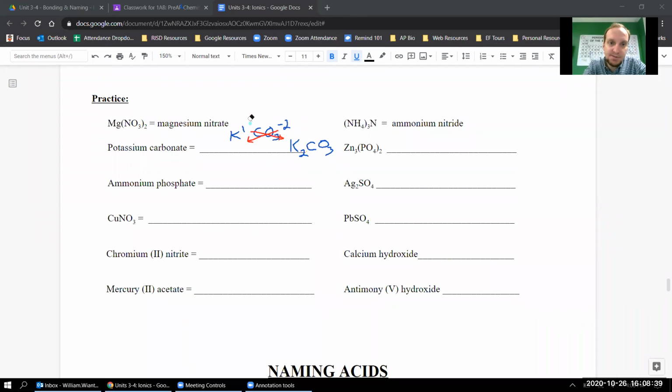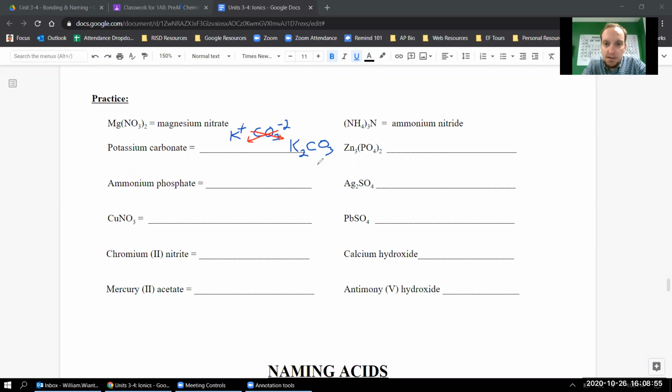What we have is potassium with a charge of +1. Therefore, the final answer is K2CO3. That's it. Okay, that is potassium carbonate. All right, let's go over to the right side.